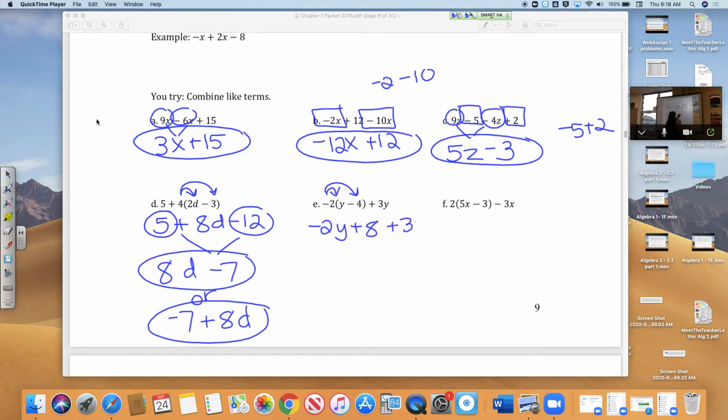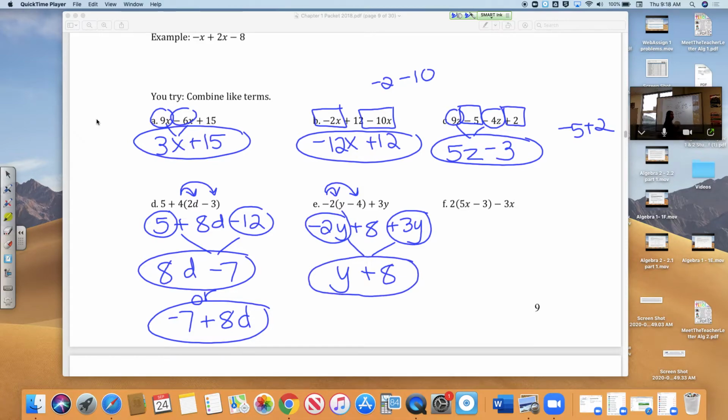Letter E, multiplying everything by negative 2, this becomes negative 2y plus 8, and then plus the 3y on the outside. Now it's time to combine like terms. I can combine a negative 2y with a positive 3y. Negative 2 plus 3 is 1, so this will be 1y plus 8 as the final answer.